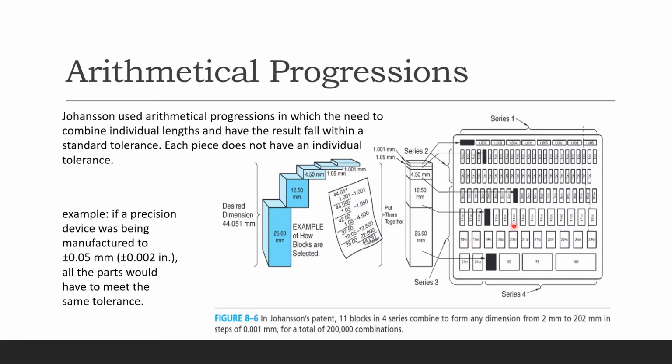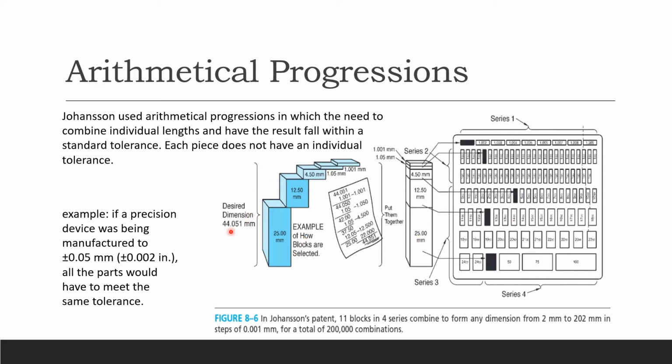So here's your gauge block set, and you've got 4 series. Series 1, series 2, series 3, and then series 4 in the set. So they combine to form any dimension from 2 millimeter all the way to 202 millimeter, in steps of 0.001 millimeter. So that's your graduation or discrimination, for a total of 200,000 combinations you can make out of that. So it's a very powerful combination set.